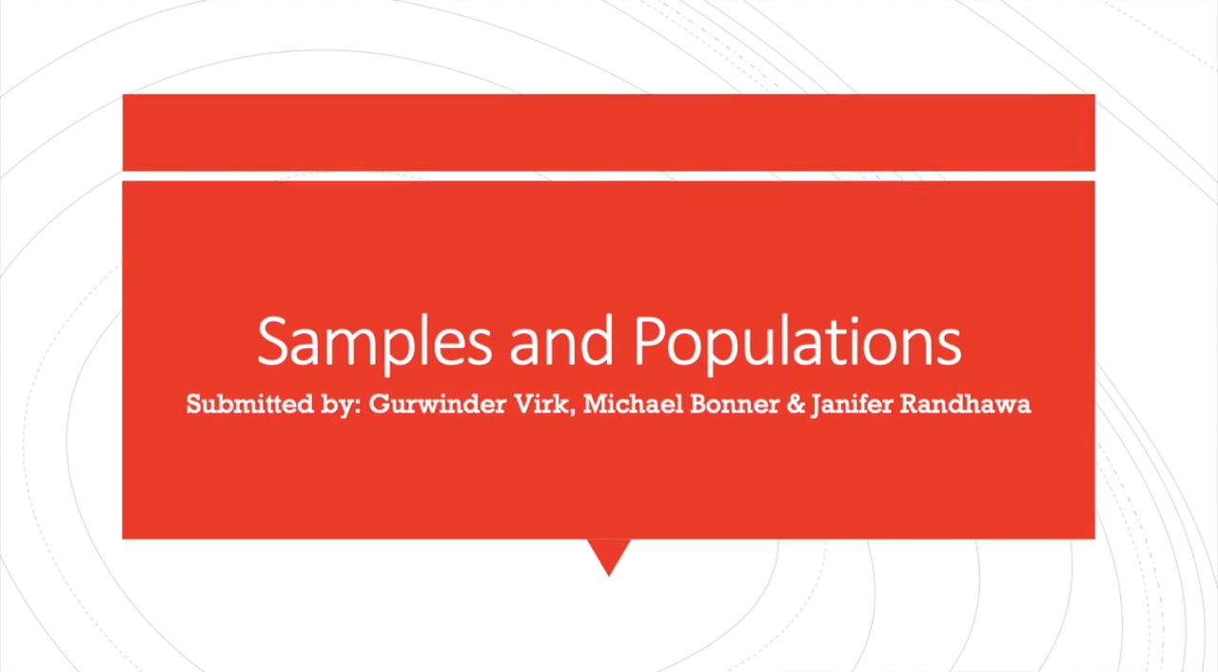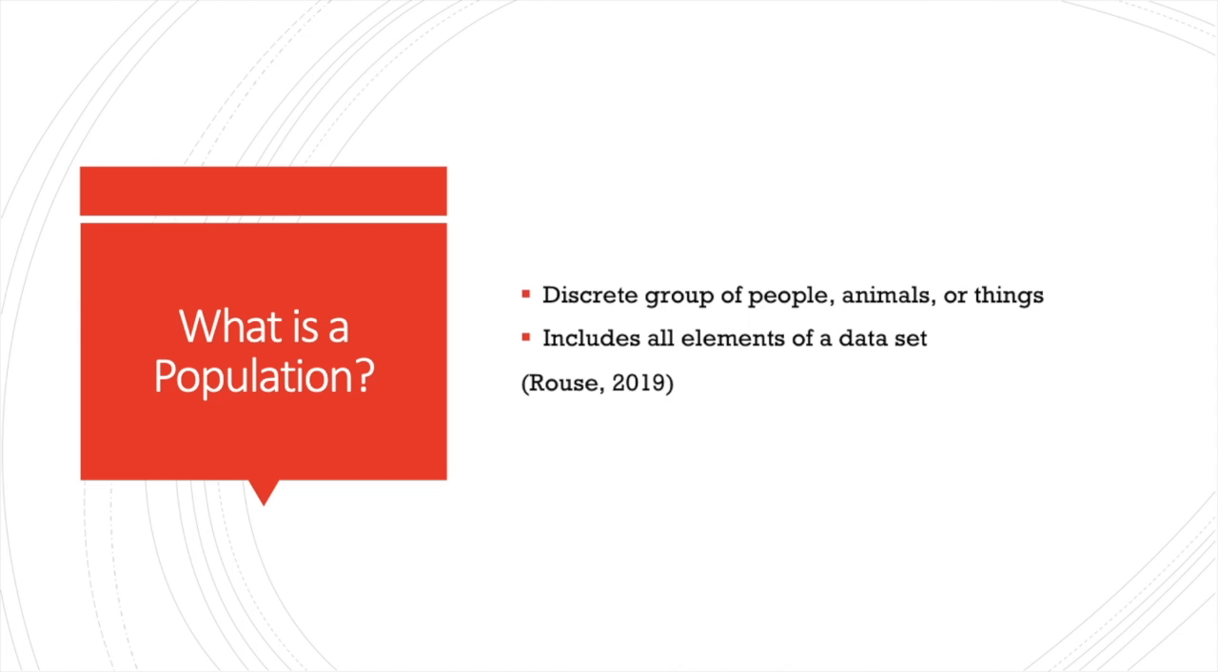Today we'll be talking about samples and populations. So, what is population? Population is a discrete group of people, animals, or things that can be identified by at least one common characteristic for the purposes of data collection and analysis.